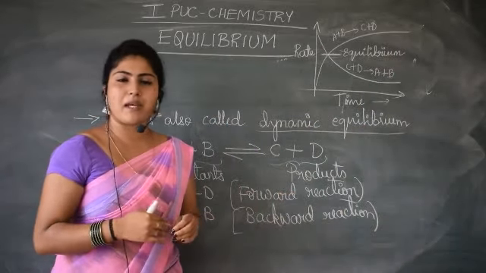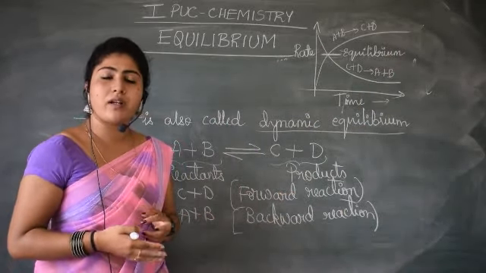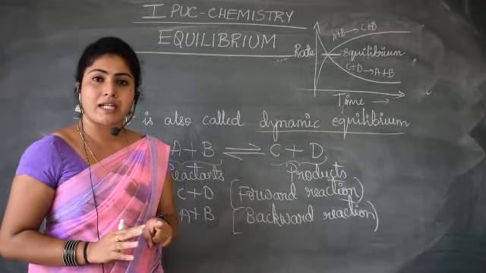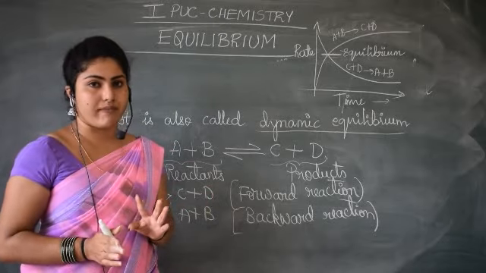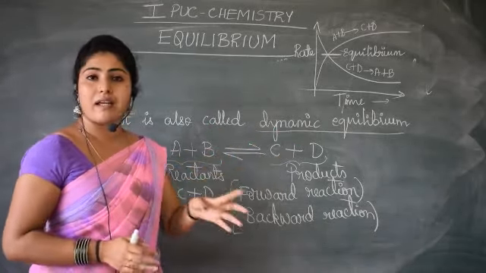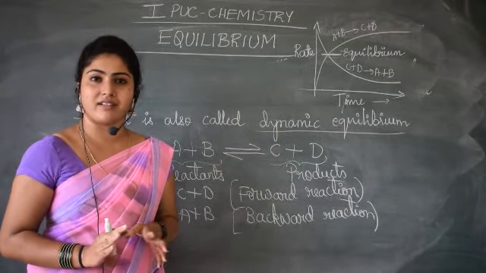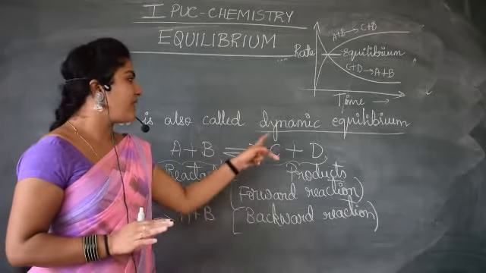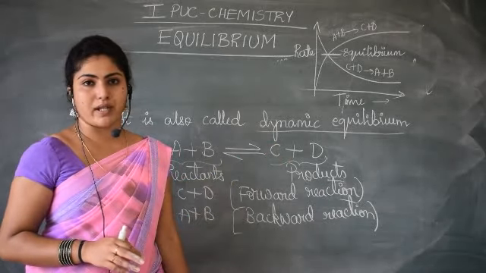So whenever I speak about equilibrium, have this picture that the reaction has not stopped, but the rate of forward and backward reaction becomes equal. That is why it is called dynamic equilibrium, because it is still active. The reaction has not stopped. Okay, so that's about dynamic equilibrium.